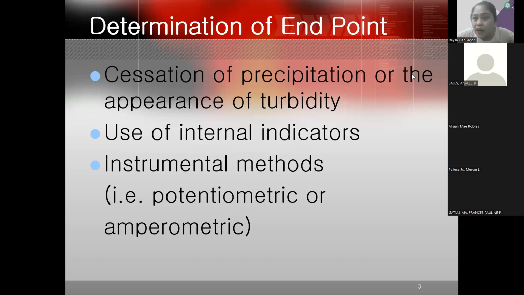So there will be appearance of either just turbidity or the actual precipitate itself. And again, we are still using indicators here, but not the acid-base indicators. For our acid-base indicators, we have phenolphthalein, which is the most common. I think I have given you a table of the acid-base indicators with their corresponding colors if they are placed in either an acidic or basic environment. This time, it is a different set of indicators, our internal indicators for volumetric precipitimetry. And then aside from that, we have machines or equipment in the laboratory, instruments used for volumetric precipitimetry, like the potentiometric or the amperometric equipment.